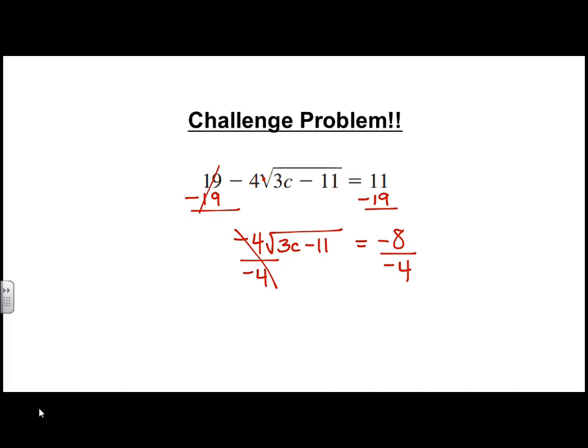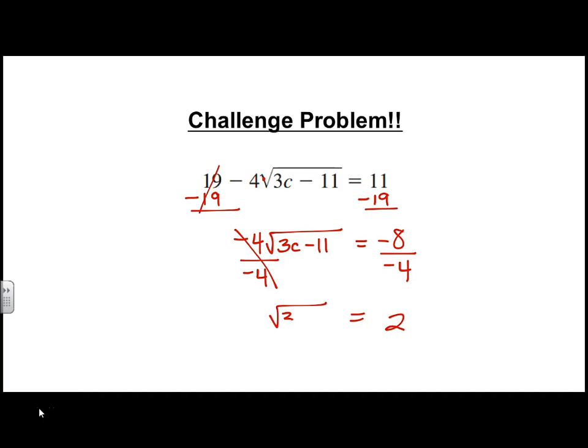How do you know what to do? Well, you have to look at the numbers. Because it's next to the square root, that's times. I had to undo times, so I have to divide. All right, so what is -8 divided by -4? +2.